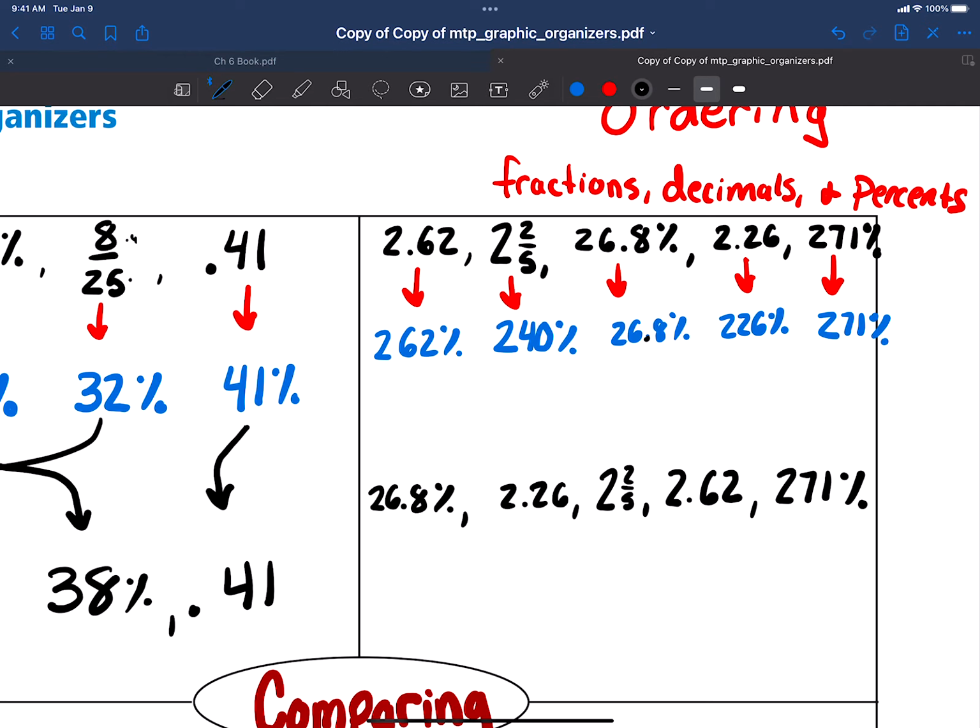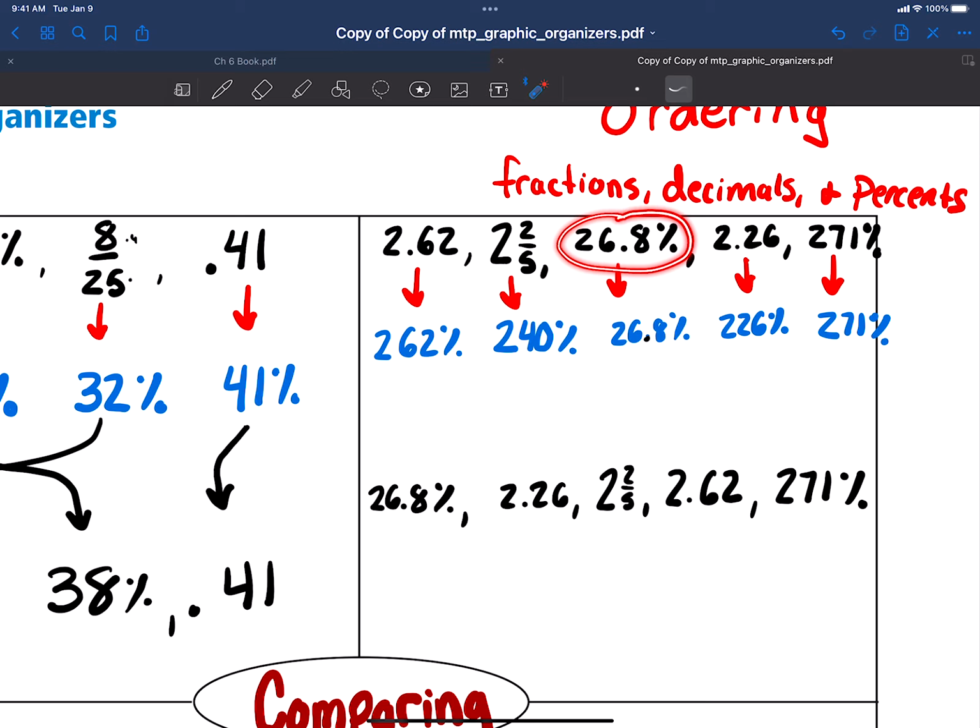Now I like to turn things into percentages. That does not mean you guys have to turn them into percentages. Could I have turned these into decimals just as easily? Yes, I could have. To do that real quick, this one already is a decimal. That's great. This one would have been 2.40 because it was 40 over 100.